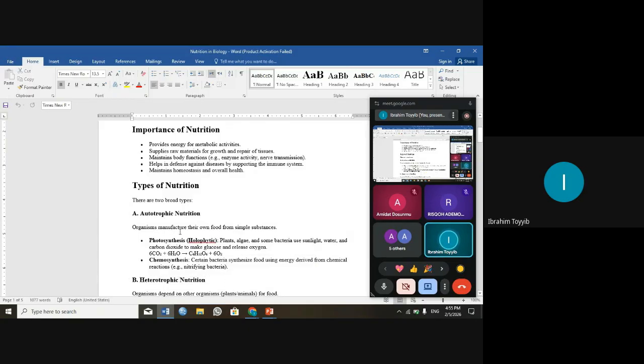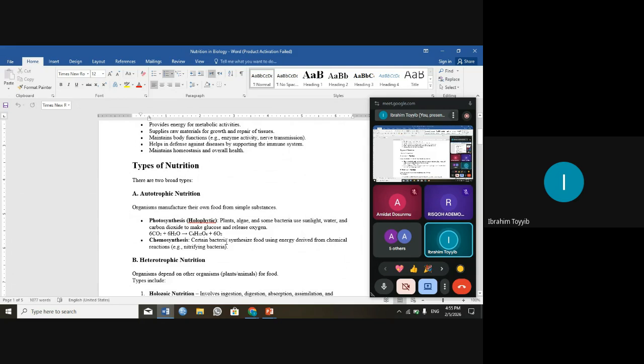Autotrophic nutrition means self-made food. It is the ability of an organism to manufacture food on its own without depending on anything. So organisms manufacture their own food from simple substances. We have two types of autotrophic nutrition, and they are holophytic and what? And chemosynthetic. Holophytic is the same thing as what? Photosynthesis. So we have photosynthesis and chemosynthesis. Photosynthesis and chemosynthesis are under autotrophic nutrition. These are self-made food, like the situation whereby organisms make the food themselves.